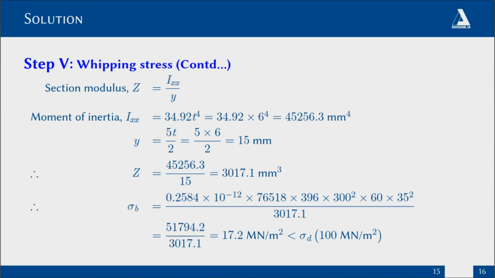Substituting the values of Ixx and y, we obtain Z as 3017.1 millimeter cube. By substituting these values, we obtain sigma b as 17.2 meganewton per meter squared, and this value is very much less than the allowable tensile stress for the connecting rod material, that is 100 meganewton per meter squared. So that means our design is safe for whipping stress.